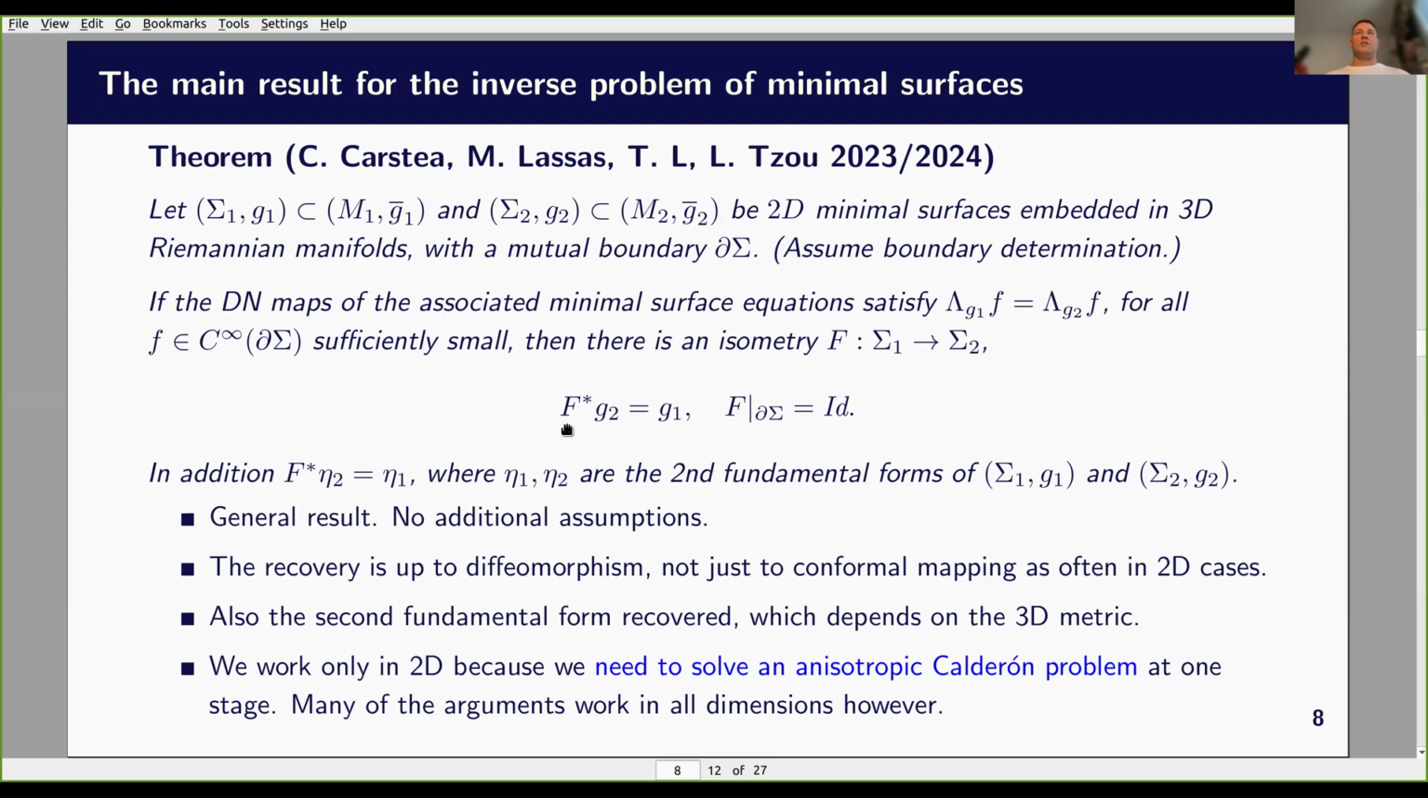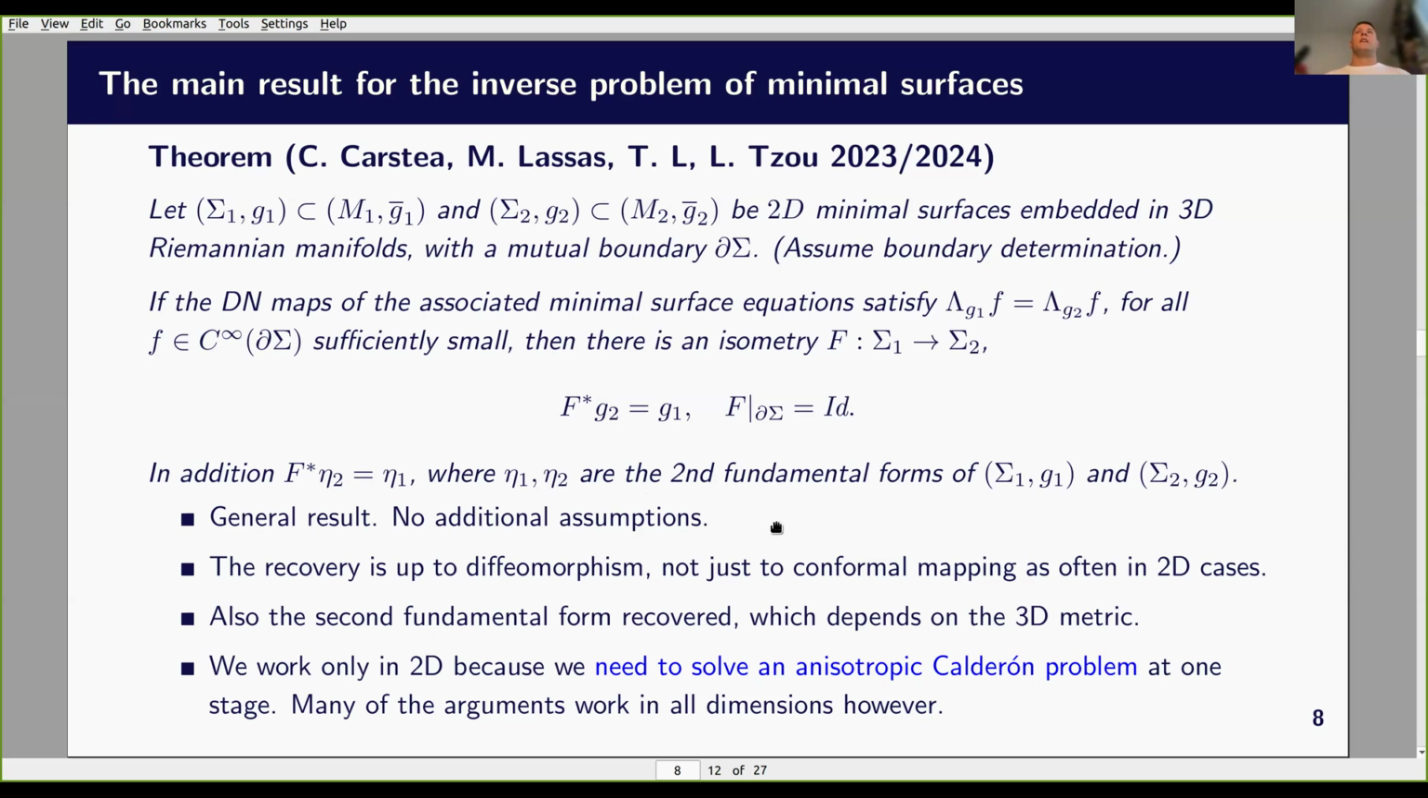So the isometric condition in geometric notation means this: the pullback by F of G2 is G1. And an additional property of this F is that it's the identity on the boundary. In addition, if we pull back the second fundamental form from the surface sigma 2, I will get that of sigma 1. So here eta 1 and eta 2 are the second fundamental forms of these minimal surfaces.